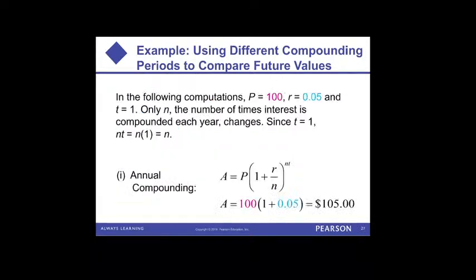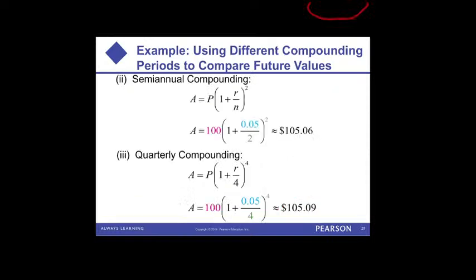So say the interest is applied once per year, then the amount at the end of the year is going to be $105. Say it's applied semi-annually, so now we got $105.06. Now say we apply the interest quarterly, like every 3 months, 4 times in a year. Then now we got $105.09. Then it's 12, and then it's 13.